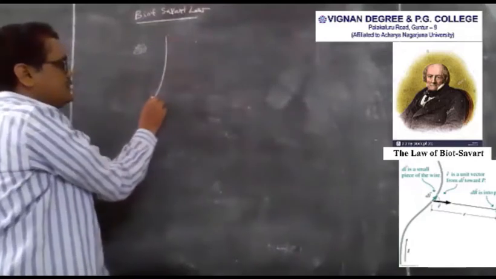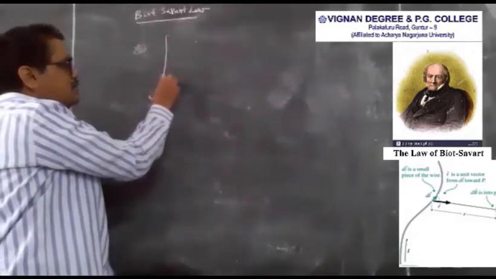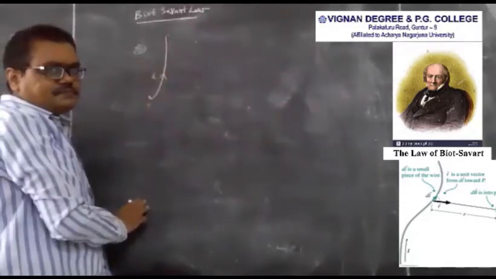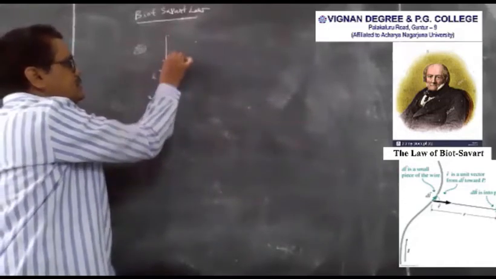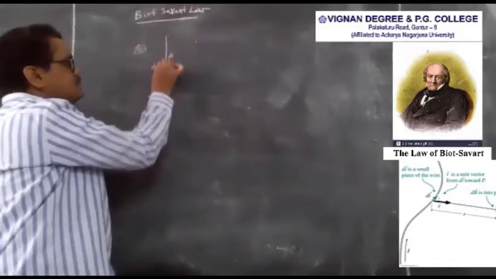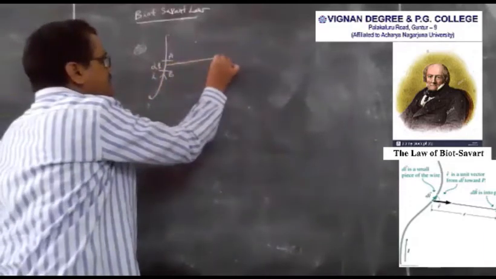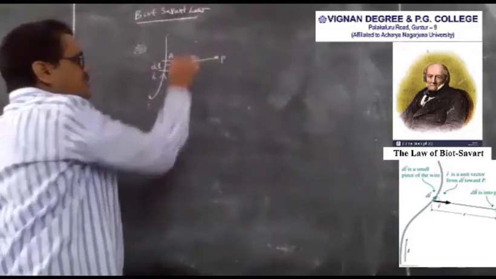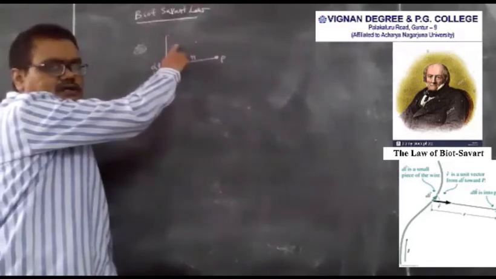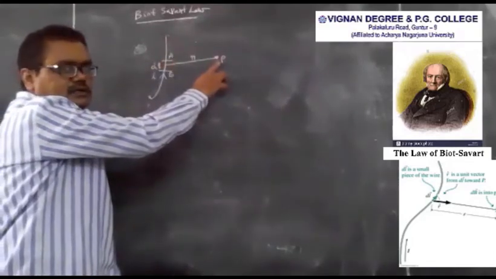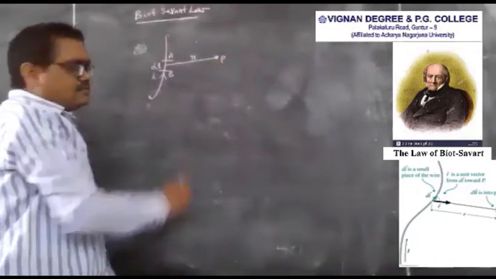consider a conductor of infinite length. Let I be the current flowing through it. Consider a small element AB of length dl. Let P be a point at a distance r from the element. According to Biot-Savart law, magnetic induction at point P depends on four factors.